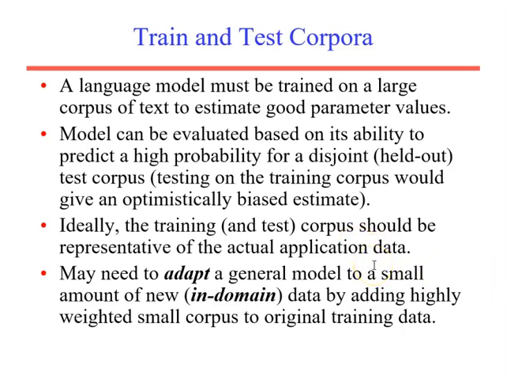So, like we said, a language model must be trained on a large corpus of text to estimate good parameter values. Models can then be evaluated based on their ability to predict high probability for a disjoint test corpus. So we keep out a set of the data for testing purposes and see what probability each combination of words gets. Ideally, the training and test corpus should be representative of the actual application data. So it is possible that you start with a generally trained model, and then you do what's called transfer learning, and then do some in-domain data training by adding a highly weighted small corpus to the original training data that was used to generate the original model.